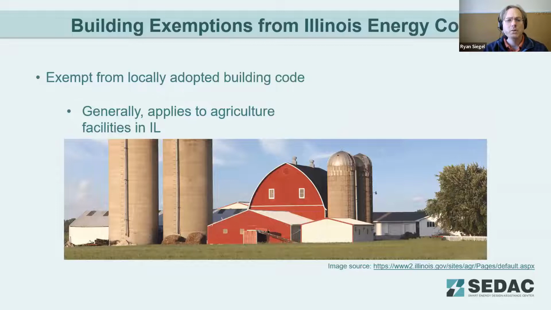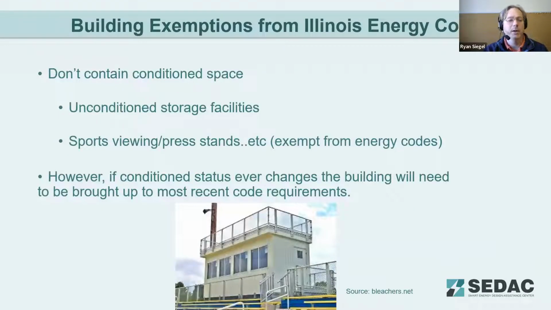So one of the primary areas that are exempt are buildings that are exempt from locally adopted building codes. Typically, as noted here, these are agricultural facilities here in Illinois. These grain silos and barns would not typically have a locally adopted building code that applies to them. Therefore, the Illinois Energy Conservation Code would not apply. But check with your local jurisdiction as far as where they do or do not apply specifically for you.